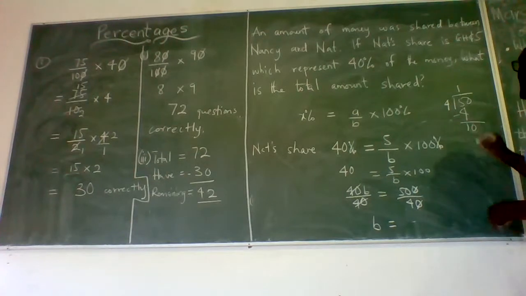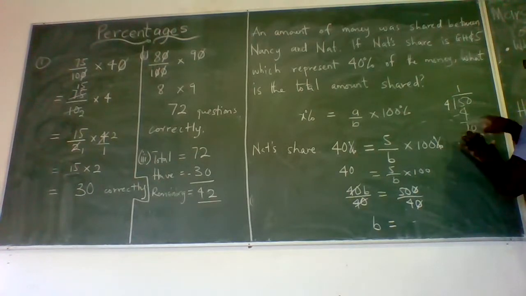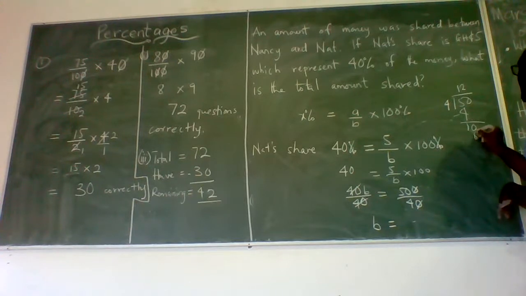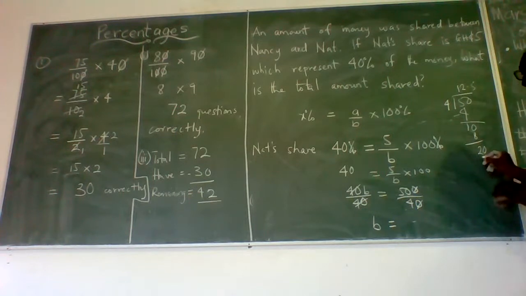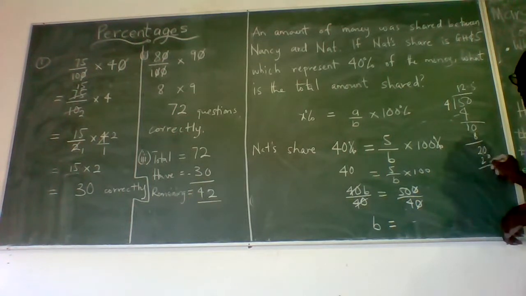Dropping the 0 makes this side 10. 4 divides 10 2 times, and that is equal to 8. And when I subtract, that should be 2. I bring a 0 here, and a dot comes up here. 4 into 20 will be 5. And that should be 20, so we are done here.